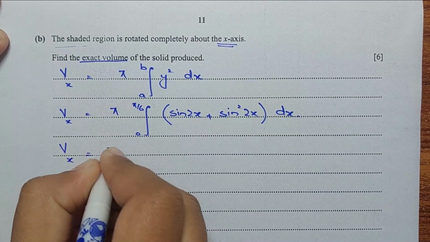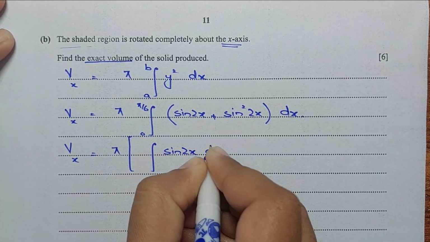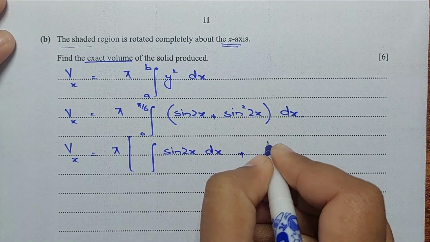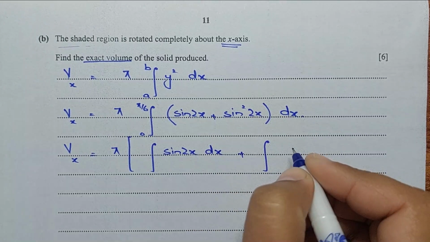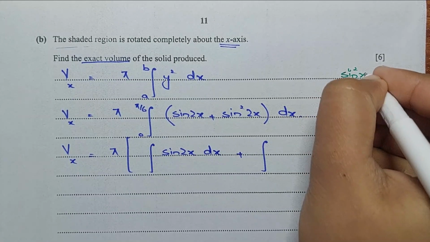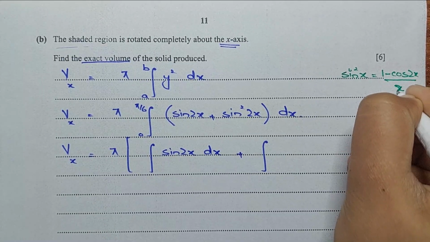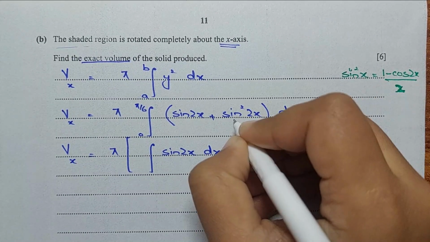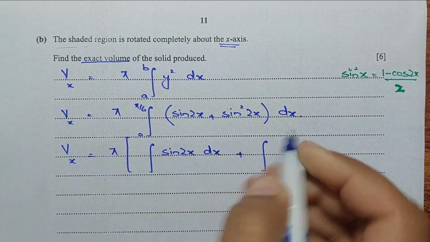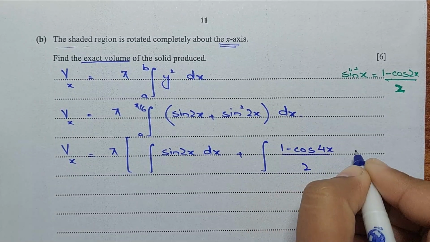Okay, let me split the integral. We have pi times the integration of sine 2x. The integration of sine 2x is possible: it is minus cos 2x divided by 2. But the integration of sine square 2x is not possible directly. So we have to use the formula that sine square x is 1 minus cos 2x divided by 2. When we have sine square 2x, it is 1 minus cos 2 into 2x, divided by 2. So this is 1 minus cos 4x divided by 2 dx.